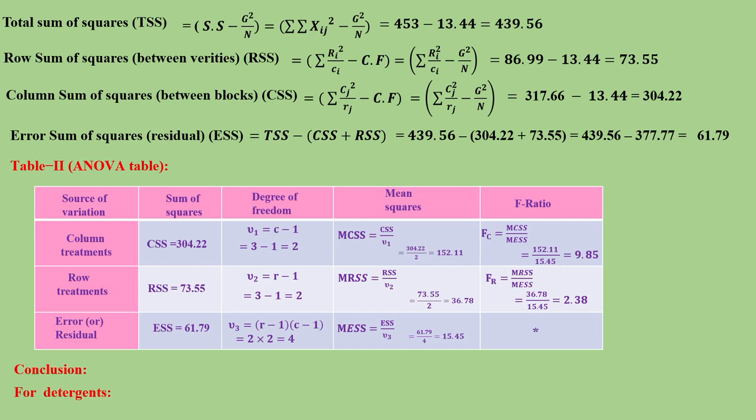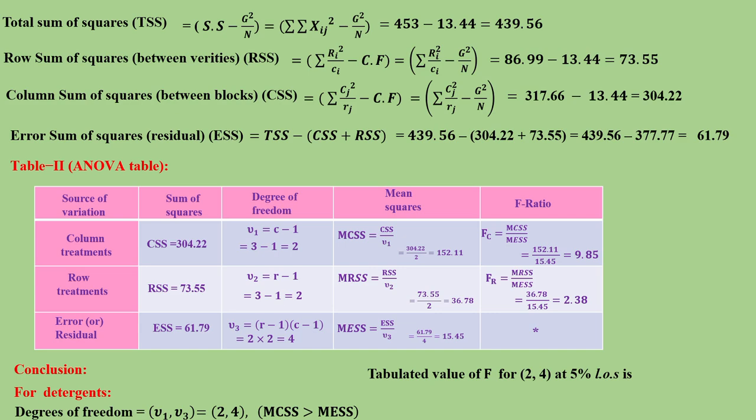Then the conclusion. For detergents, degrees of freedom V1, V3: 2, 4. At degrees of freedom 2, 4 and 5% level of significance, from the table you will get the tabulated value of FT 6.94. Compare FT and FC. FC is greater than FT because FC is 9.85. So reject the first one, H naught.